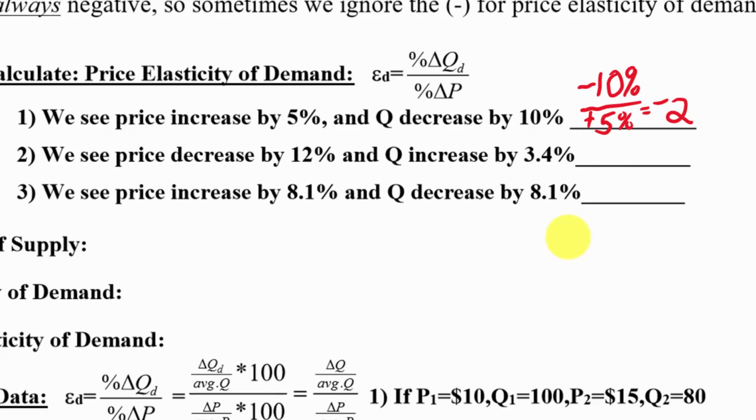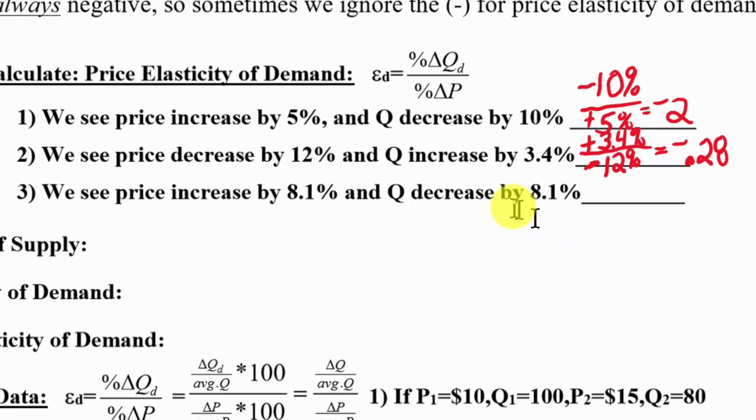All right, so we're going to have here a response where people are buying 3.4% more. The cause is price went down, so that's minus 12% on the bottom, and you divide 3.4 divided by minus 12, and we get an elasticity of minus 0.28.